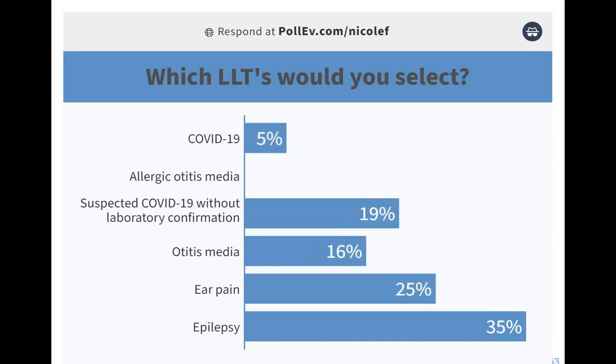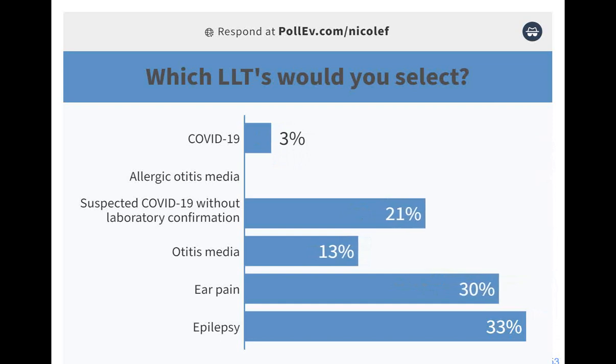Okay, so some people are capturing the symptom of ear pain. Others are also capturing the other second provisional diagnosis of otitis media. And then people are handling the COVID-19 a little differently. Some people are choosing just the plain COVID-19. Others, 23% the majority, are choosing suspected COVID-19 without laboratory confirmation. Okay, so a few more seconds for people to ponder and perhaps change their mind if they feel like it.